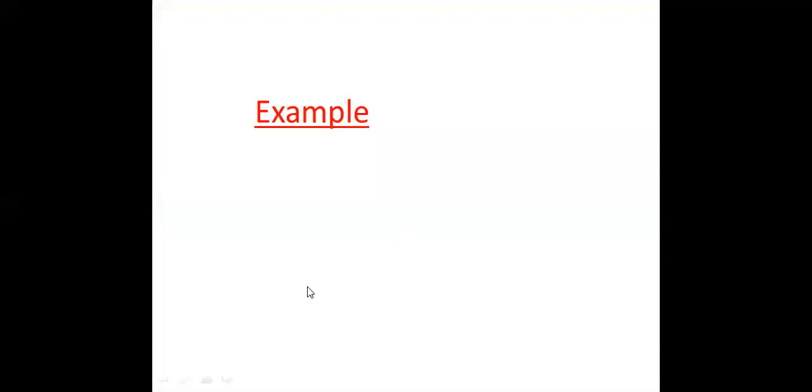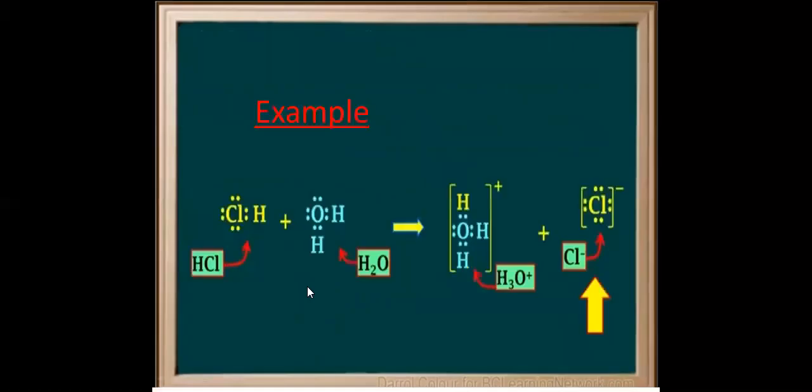So according to the Bronsted-Lowry concept, proton acceptor and proton donor mean the acceptance and donation of this hydrogen ion. According to the Lowry and Bronsted concept, an acid is a substance that can donate a proton, and a base is a substance that can accept a proton.